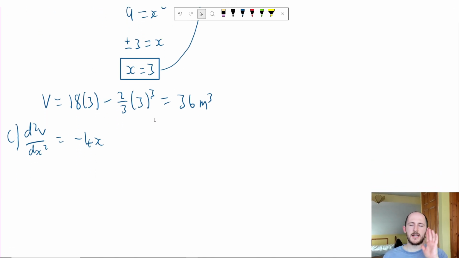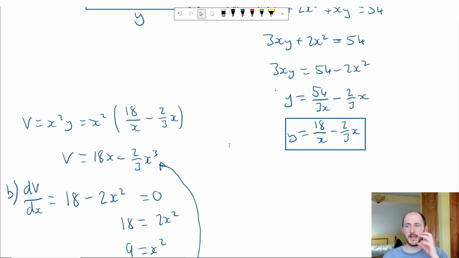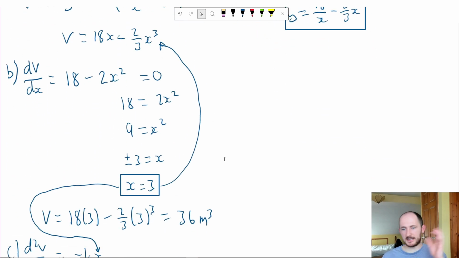Now, technically, to be really, really rigorous, you'd have to sub in this value of x into that equation, which is minus 12, which is less than 0, therefore it's a maximum. You have to be very rigorous with this. The mark scheme can be very, very specific. But that's it for your first question.